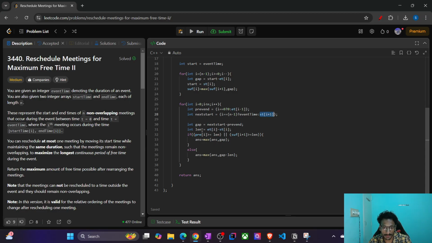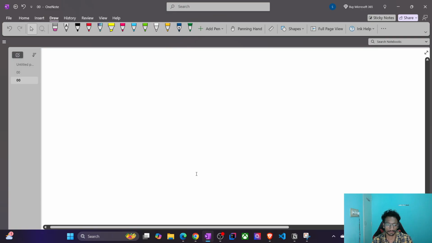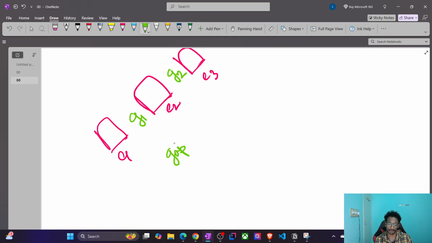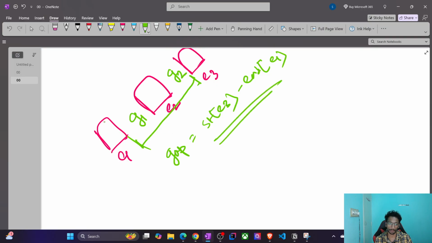Okay, so now we are calculating the total gap. We have event 1, we have E2, we have E3. Now we have G1 plus G2, but here the gap means this total gap. So this will be the starting time of event 3 minus the ending time of E1. So this will be the total gap. Got it? Starting time of event 3 and the ending time of event 1. So this is the total gap.